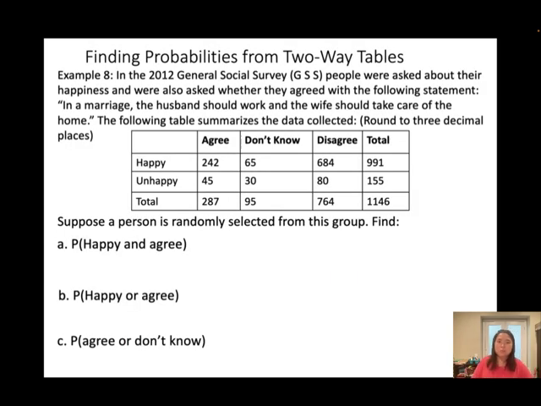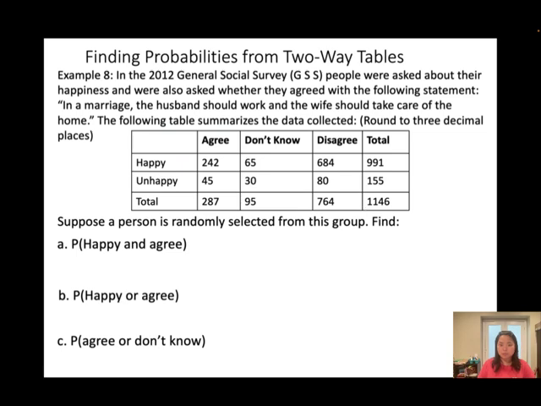Okay, finding the probabilities from a two-way table. In the 2012 General Social Survey, people were asked about their happiness and were also asked whether they agree with the following statement: in a marriage, the husband should work and the wife should take care of the home. The following table summarizes data collected, to 3 decimal places. So you can see this table. We have happy and the total, unhappy and the total, agree, don't know, and disagree. And remember, this is going to be the grand total.